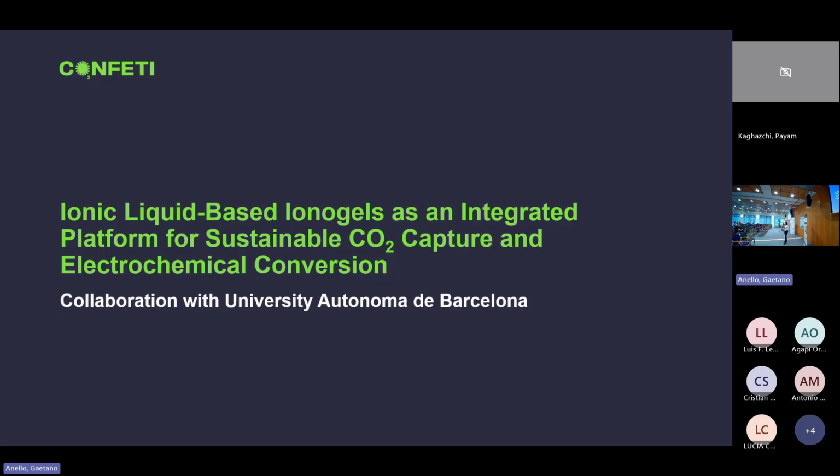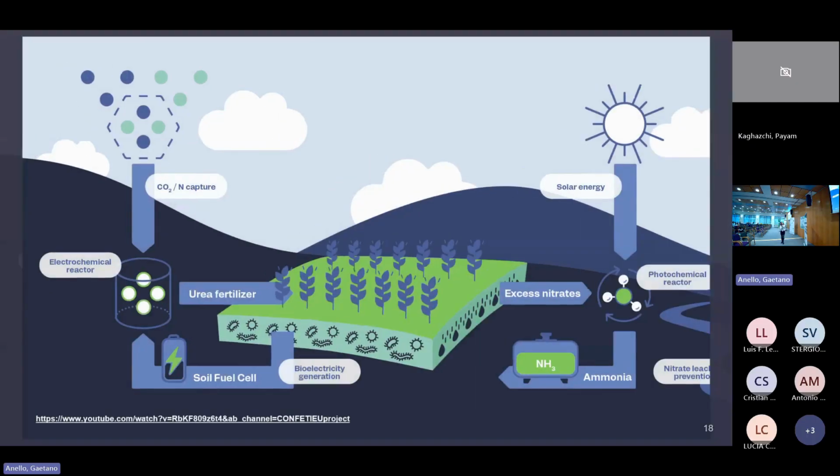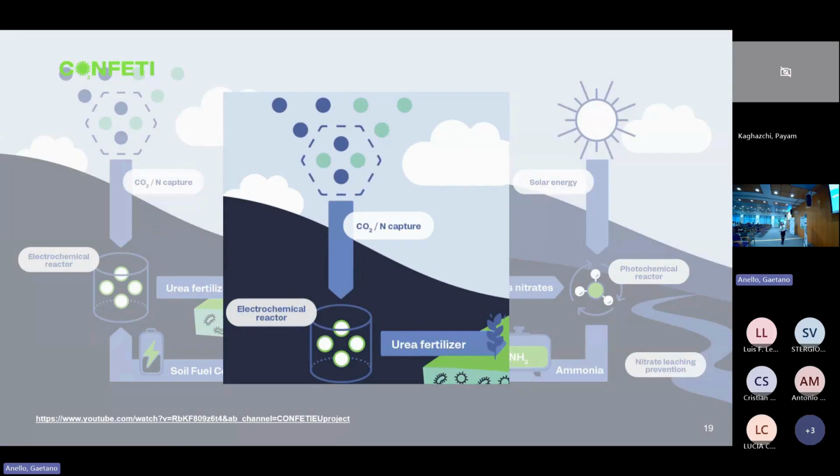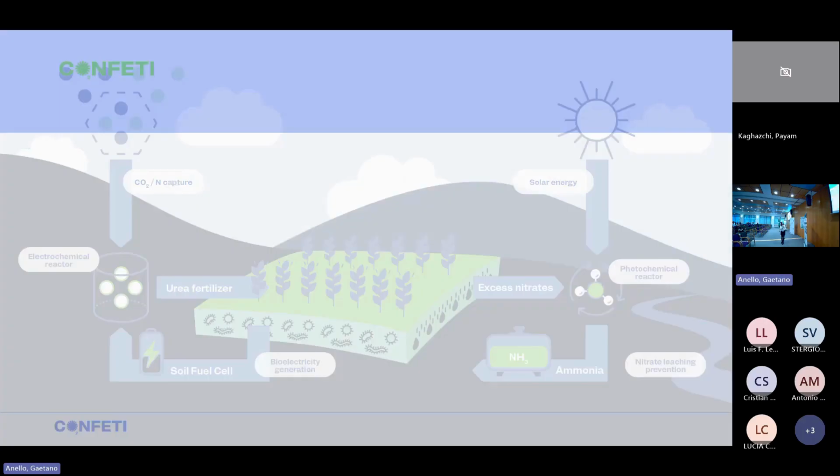Now, moving on to a different section of this project that we worked on, which was to test materials for CO2 capture and reduction into CO. These materials were worked on in collaboration with the Universitat Autònoma de Barcelona, and they are the materials that supply the CO2 into our electrochemical reactor.